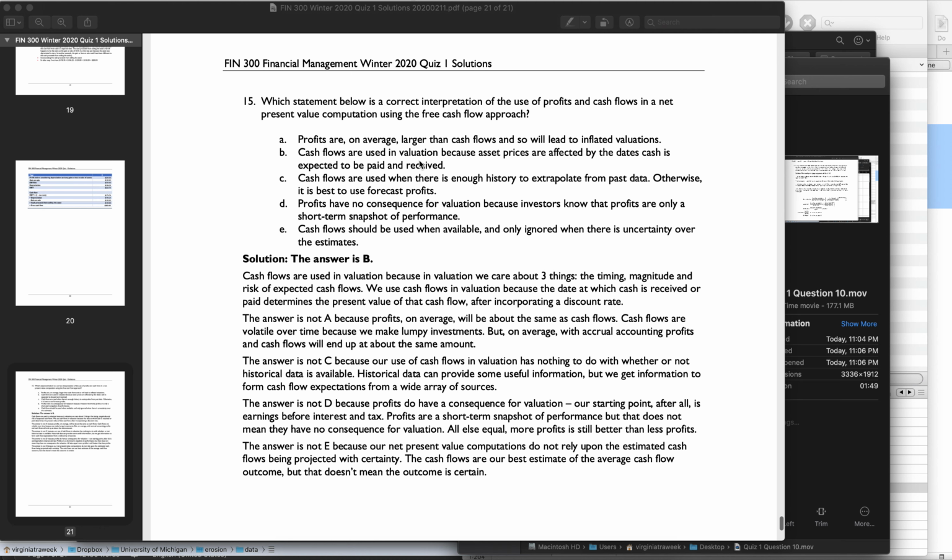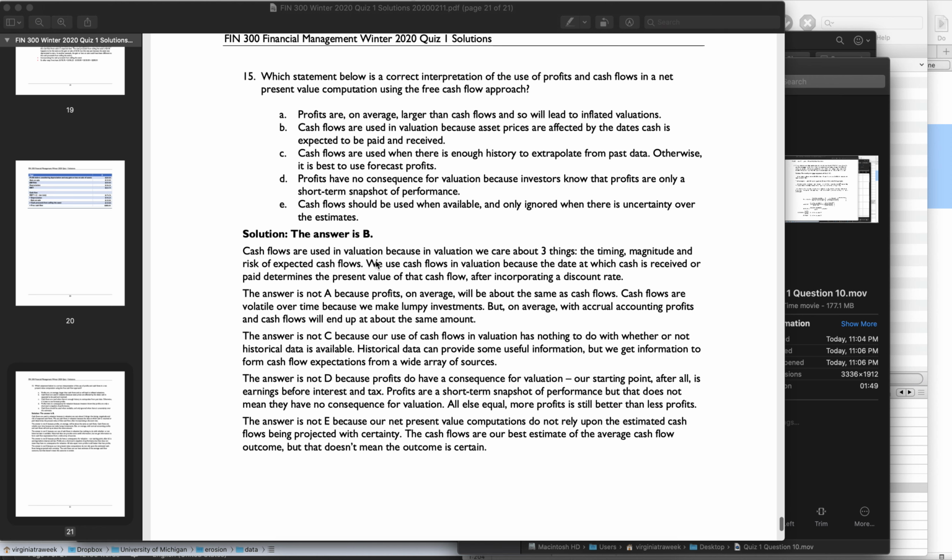Cash flows are used in valuation because asset prices are affected by the dates cash is expected to be paid and received. That seems true, right? So if you think about this, that is basically the definition of an NPV. The asset price, that is the net present value of all of the productive stuff that the asset is going to do, is based on the cash flows. So that is a very healthy contender for this question, and obviously it's the right answer, but let's continue reading.